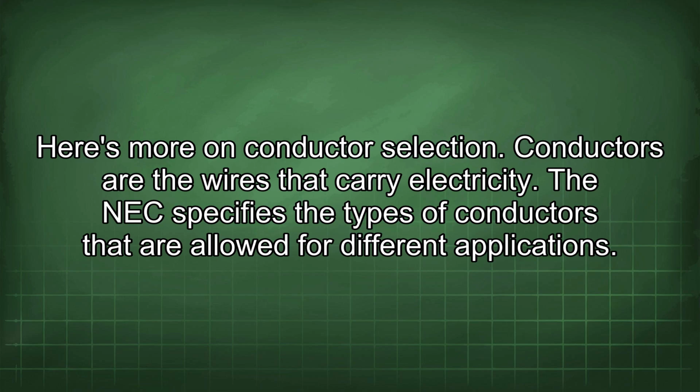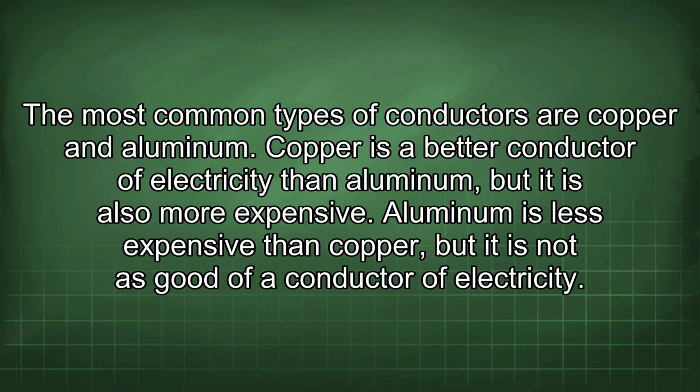Conductors are the wires that carry electricity. The NEC specifies the types of conductors that are allowed for different applications. The most common types of conductors are copper and aluminum. Copper is a better conductor of electricity than aluminum, but it is also more expensive. Aluminum is less expensive than copper, but it is not as good of a conductor of electricity.